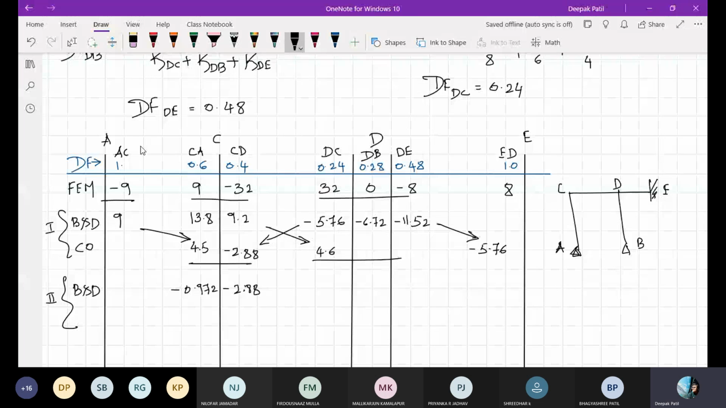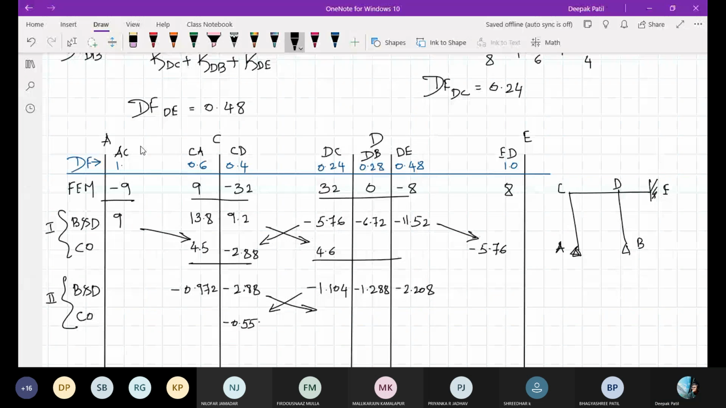So the net moment at D is 4.6. To balance that, you should apply -4.6. -4.6 into 0.24 is -1.104. -4.6 into 0.28 is -1.288. -4.6 into 0.48 is -2.208. So nothing to do here. Next step, carry over. Nothing to carry over from this side, so don't worry. Carry over only between these two.